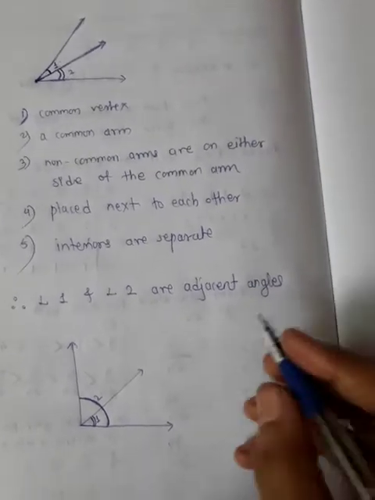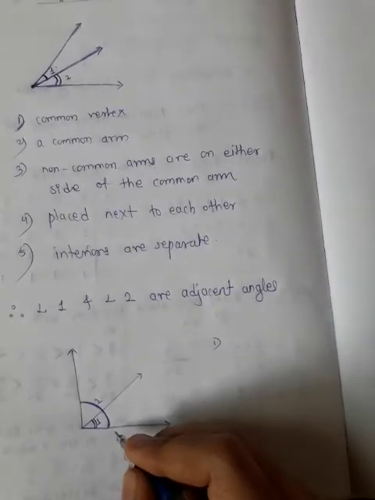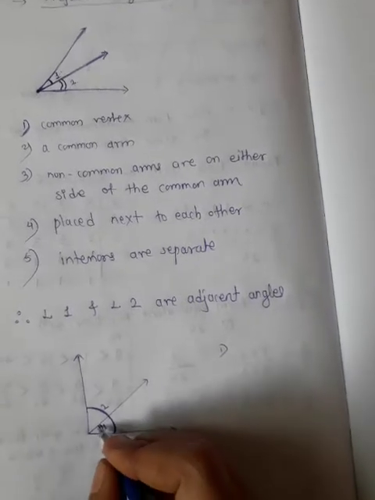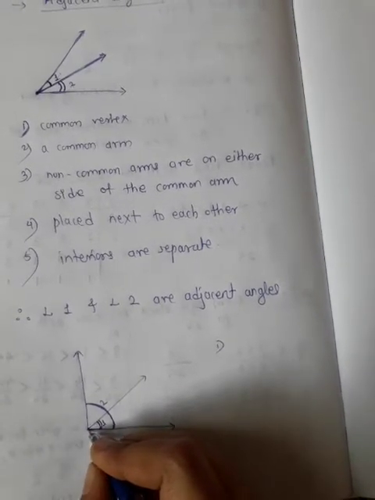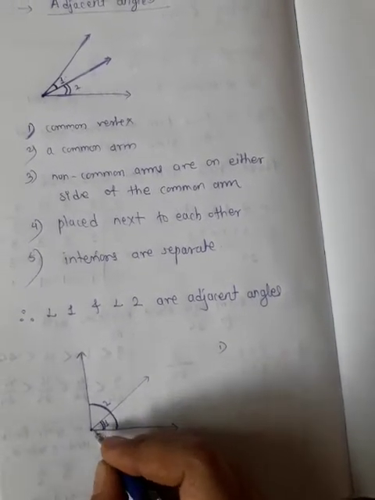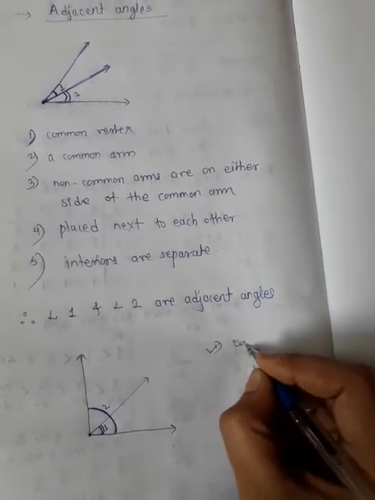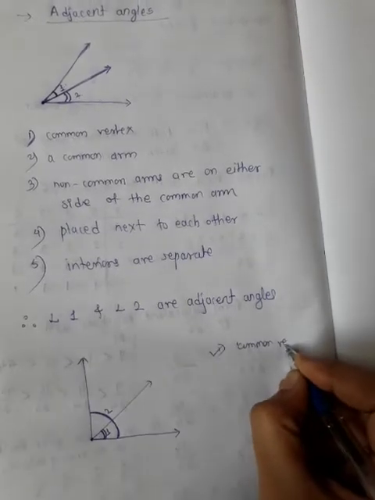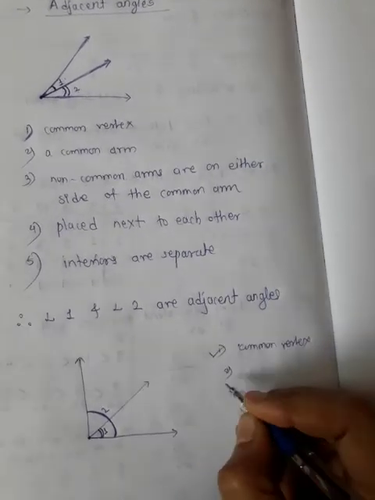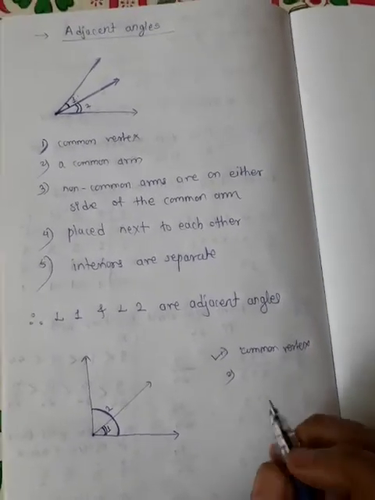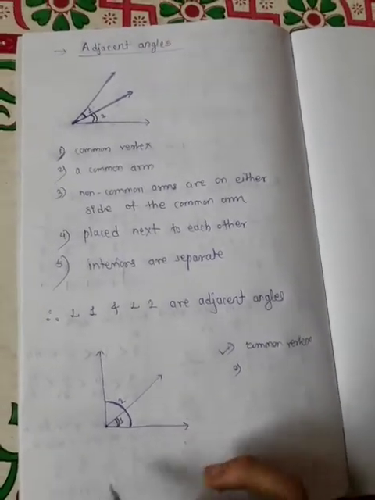See, what is our first condition? They have a common vertex. Here angle 1 has this vertex and angle 2 also has this vertex, so they have a common vertex. So the first condition is satisfied. Now see the second: they have a common arm. Let us check whether they have a common arm or not.